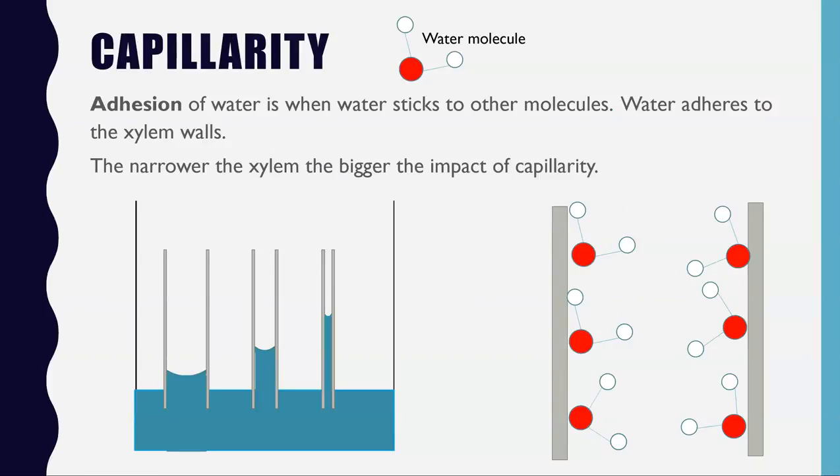Capillarity. So this is the idea of adhesion. Adhesion is when the water molecules can stick to the walls of the xylem. And the impact that has, I'm going to demonstrate with this analogy of drinking out of a straw. So we've got three options here of the diameter of straw. We've got the widest through to the narrowest.